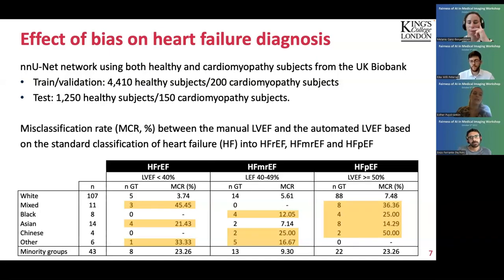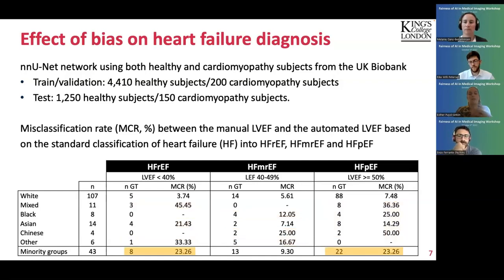However, here, as you can see, we are using quite small numbers. We have a maximum of 14 cases for a given group. So in order to make it more statistically sound, we then combine all the minority groups to make the analysis all together. And we see that in this case, overall, we have a misclassification rate of 23%, which is quite significant and quite big if we want to then use this method in clinics.